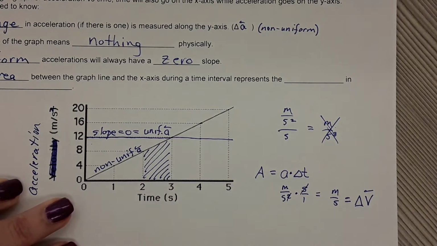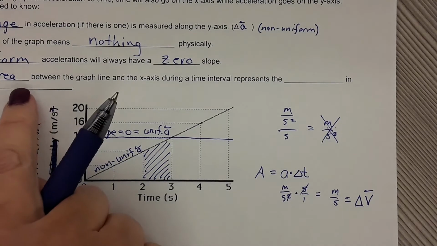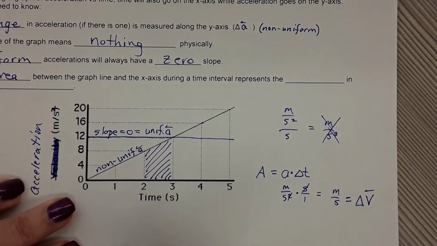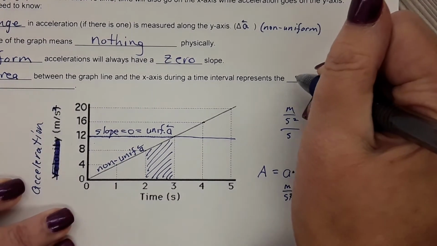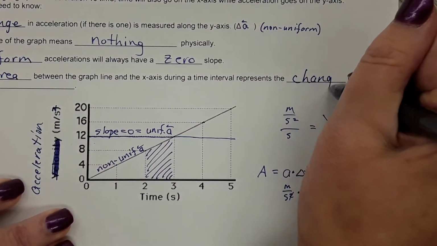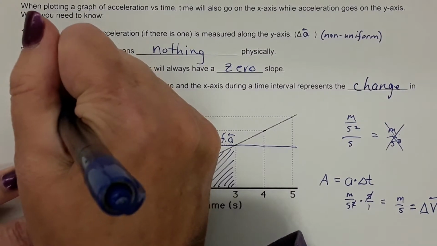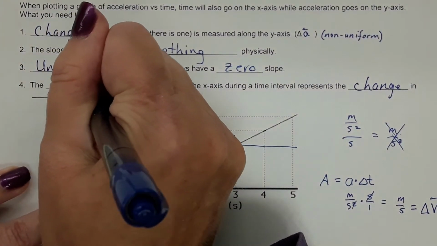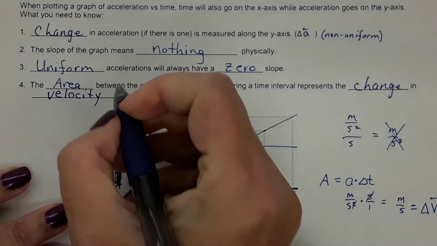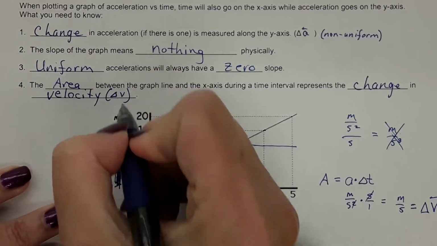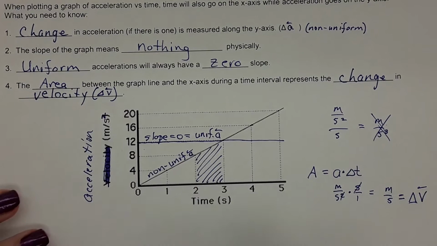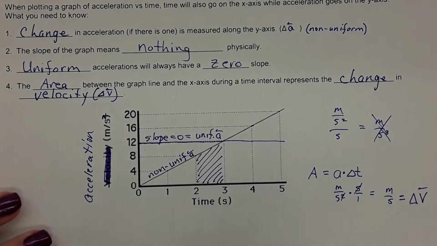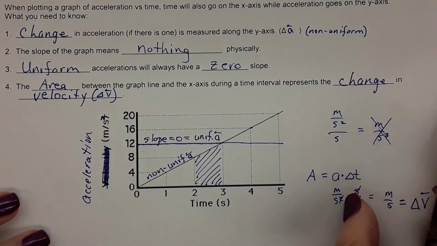Okay? Kind of interesting, isn't it? So up here, the area between the graph line and the x-axis during a time interval represents the change in velocity. Now, it doesn't represent a particular velocity. It represents a change in velocity, okay? Please understand that. It's not a specific velocity, it's a change in velocity.